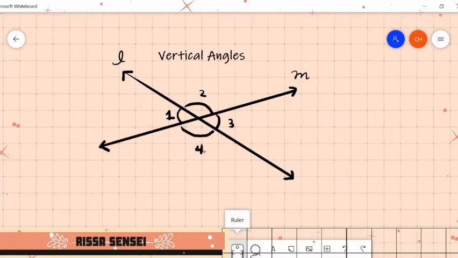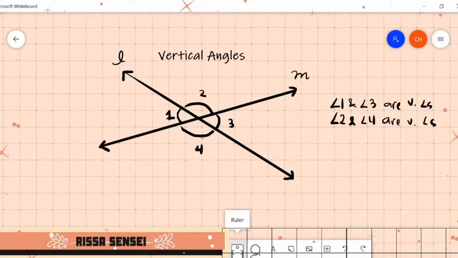Yan. Ano nga ba ang vertical angles dito? Angle 1 and angle 3, yung magkatapat, are vertical angles. So, ito, magkatapat. Angle 1 and angle 3 are vertical angles. So, ano pa yung magkapares na vertical angles? Yung angle 2 and angle 4. Hindi pwedeng maging angle 1 and angle 4 kasi pag sinabi natin yung vertical angle, yung opposite niya, opposite angle. So, angle 2 and angle 4 are vertical angles.